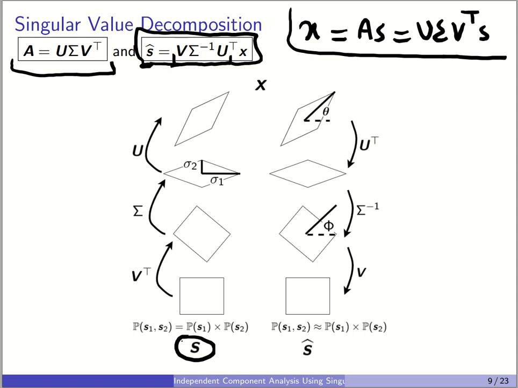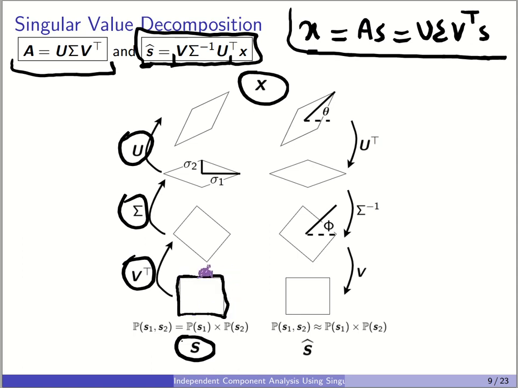So now let's start talking about the left side of the figure. We start from S, then we want to generate X, the measurements. How? At first we multiply it by V transpose, then by sigma, then by U. Then we will have X. But what are V transpose, sigma, and U? V transpose, just assume that this shows the joint distribution of S1 and S2 somehow.